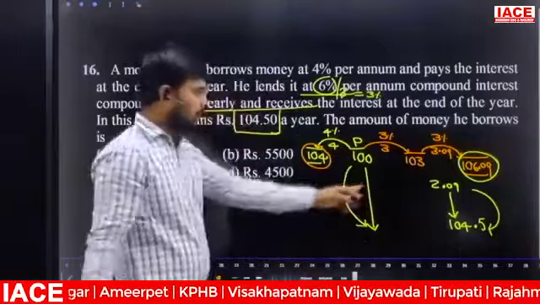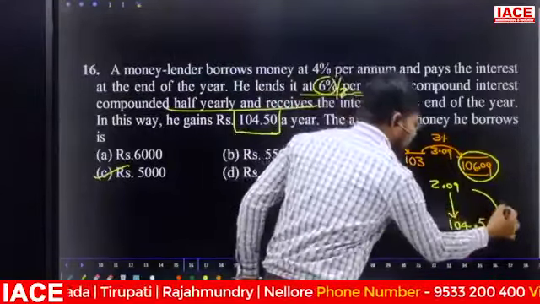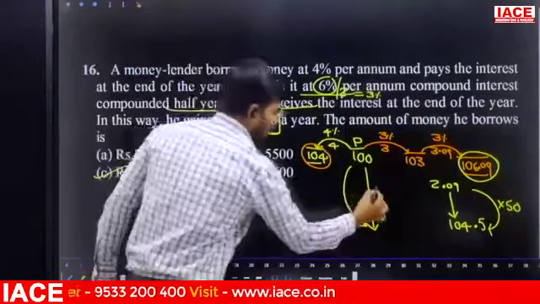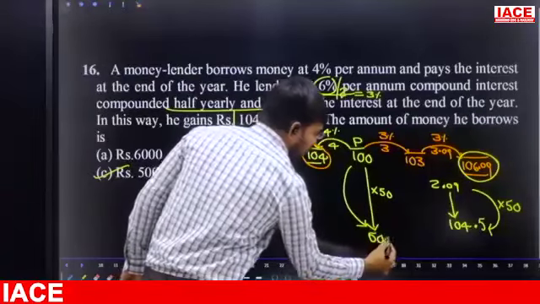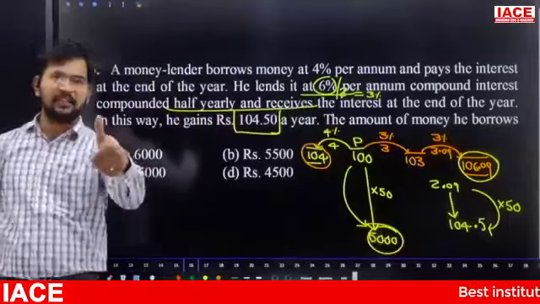So 2 is there, 100 is there approximately. And it goes exactly how many times? 50 times. So 50 times of 100 is 5,000. So your answer is 5,000. So option C is the right answer.